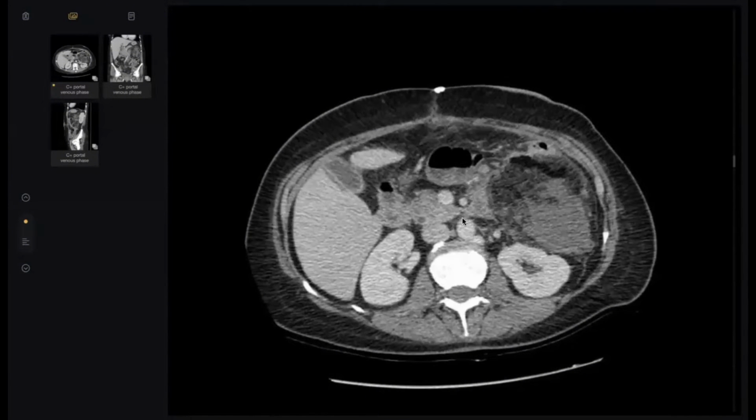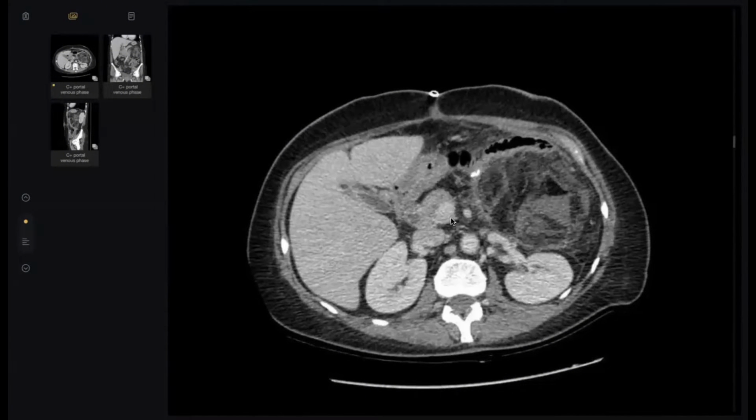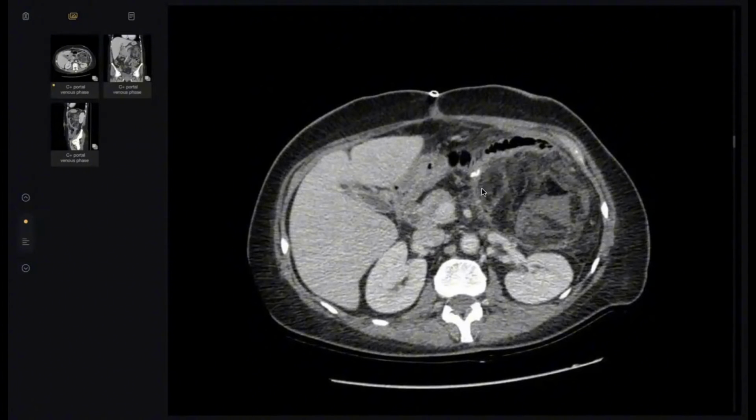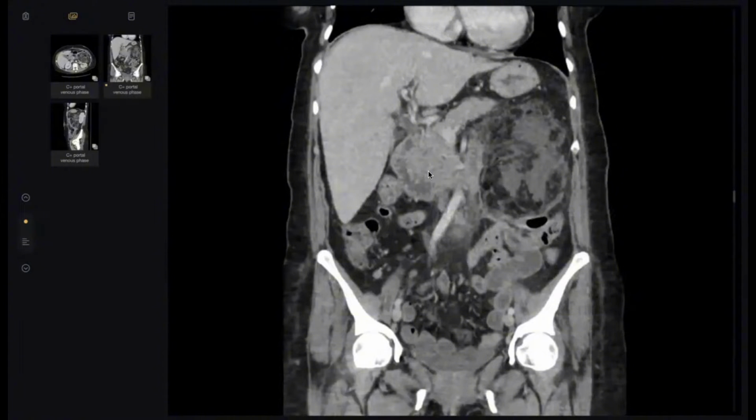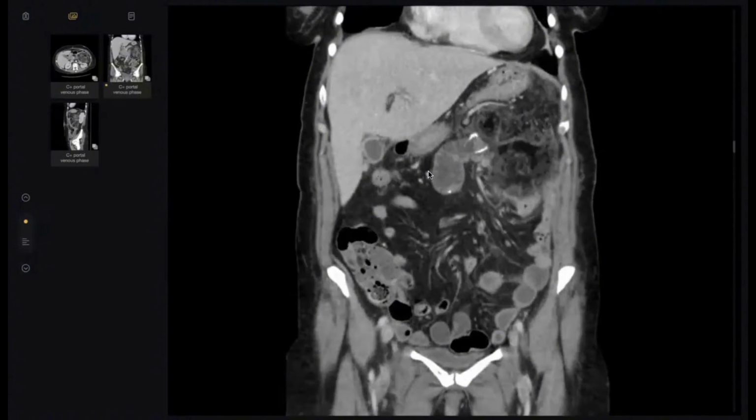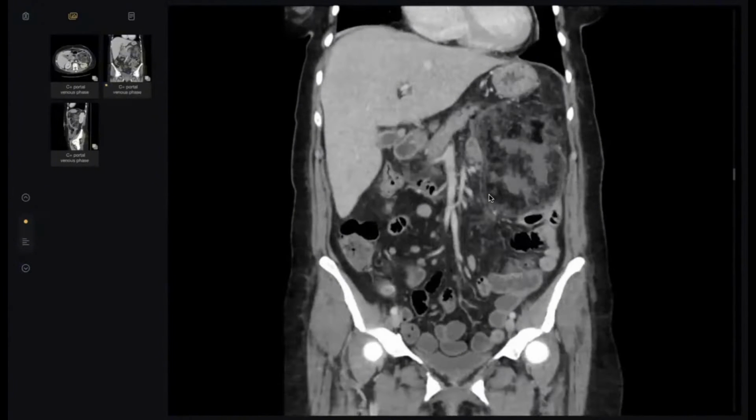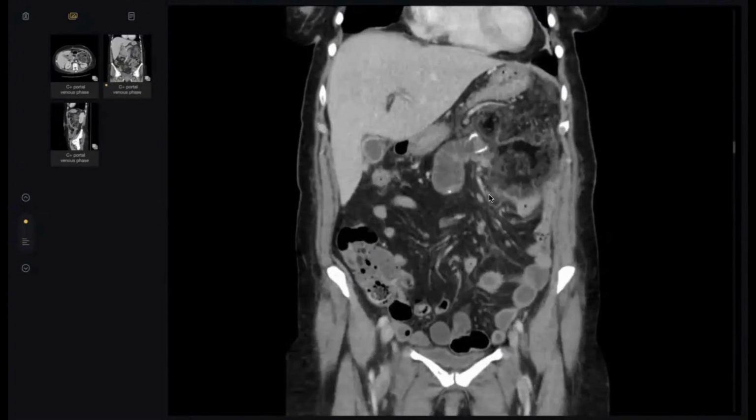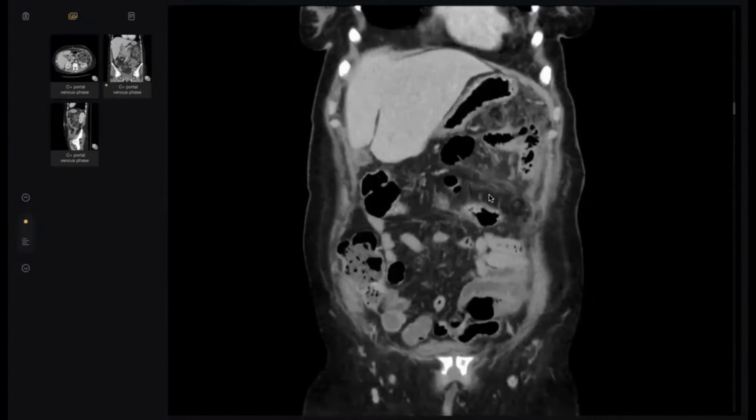So the patient had a colectomy, post colectomy. And what happened here? This is surgical clips as well. See, this is the surgical connection of one small bowel with another small bowel.